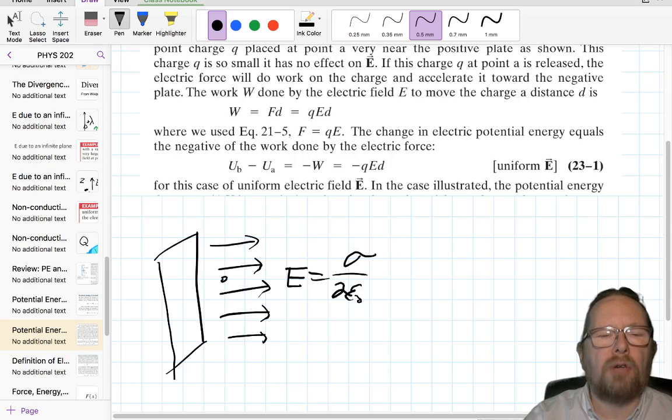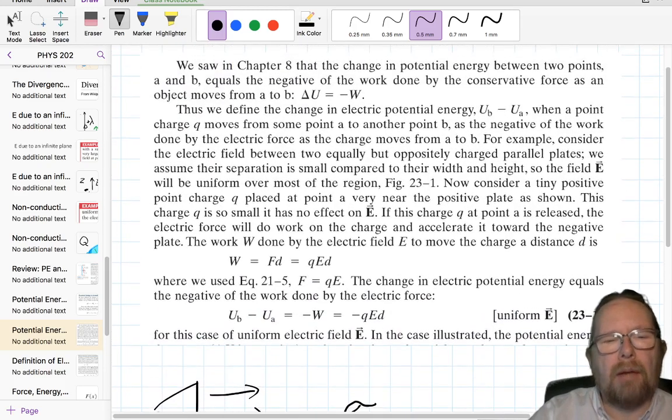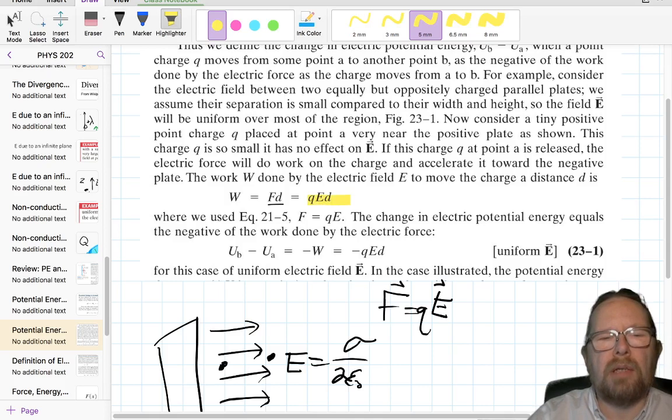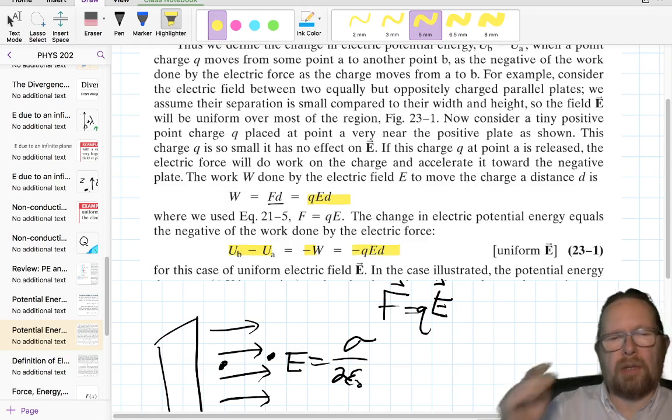If we move a charge from one point in that field to another, there's going to be a change in the potential energy. The work done is simply the force times the distance. Since the force on an object in an electric field is just Q times E, the work done moving an object through that electric field is equal to Q times E times the distance, how far you move it. The change in potential energy is the negative of that work done, which is the charge times the electric field times the distance.